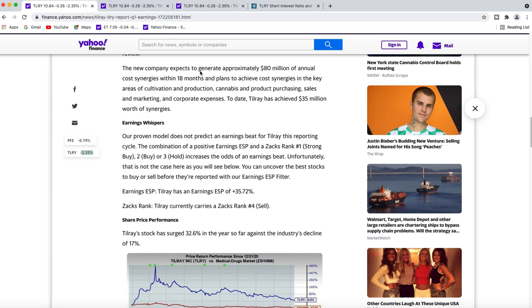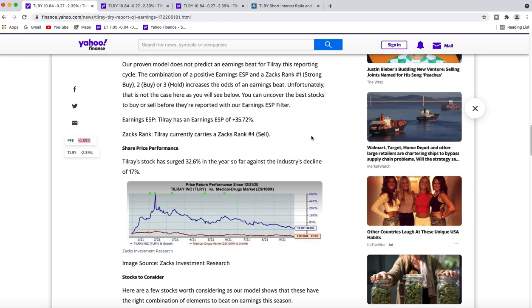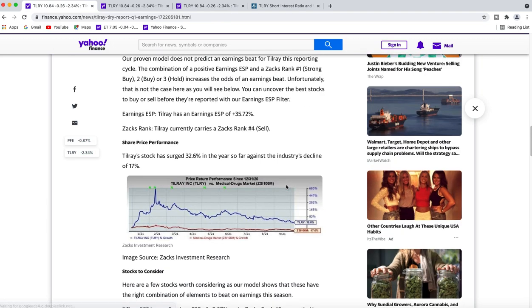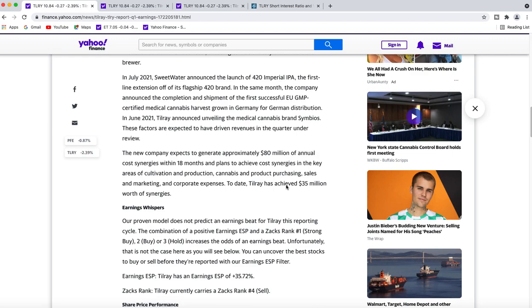And then they state that the new company expects to generate approximately $80 million of revenue cost synergies within 18 months and plans to achieve cost synergies in the key areas of cultivation and production, cannabis and product purchasing, sales and marketing, corporate expenses. To date, Tilray has achieved $35 million worth of synergies, of savings, or you can call it cost reductions. They talk about the share performance, that it's up currently at 32.6% since a year ago, back in 2021. I will place this article down below so you can review the whole article.